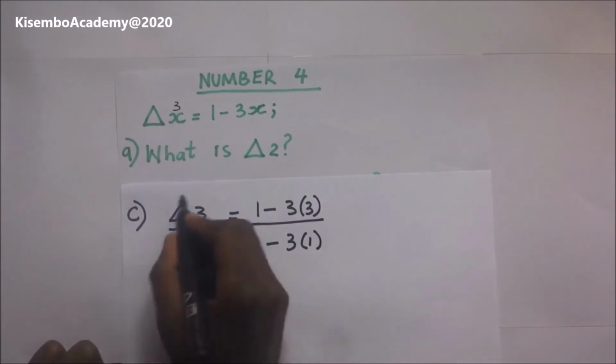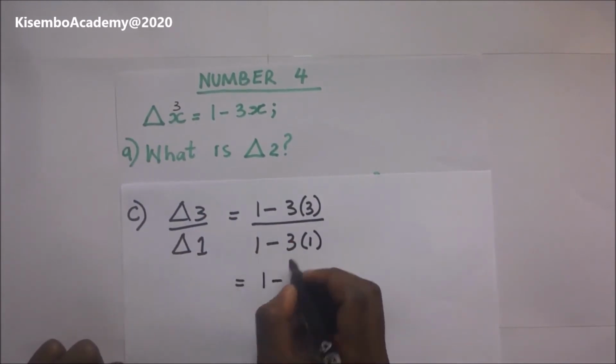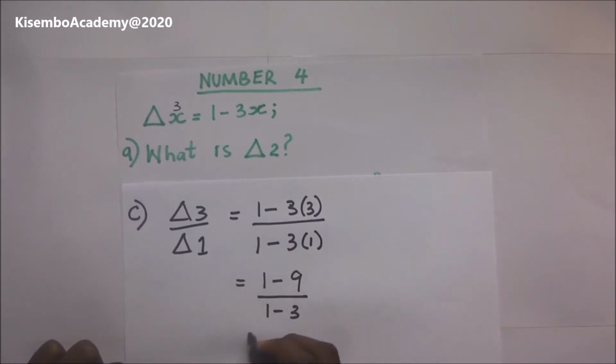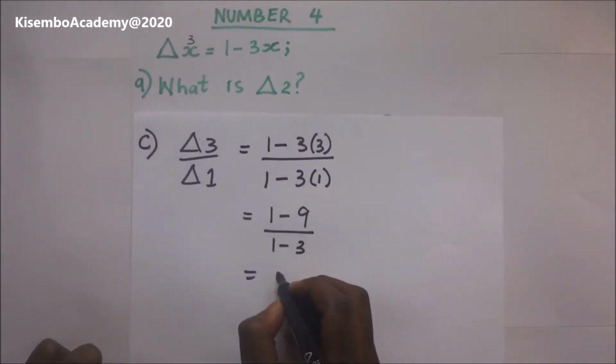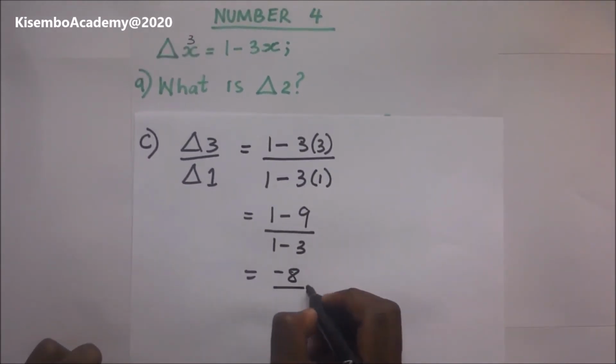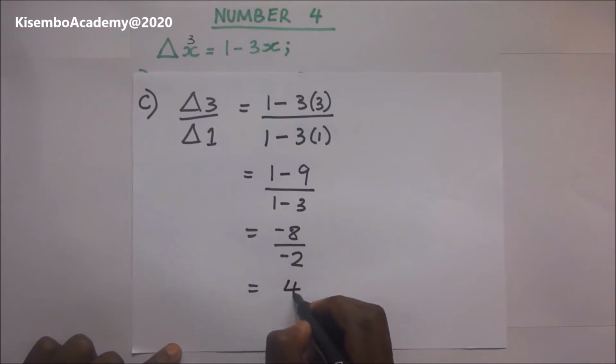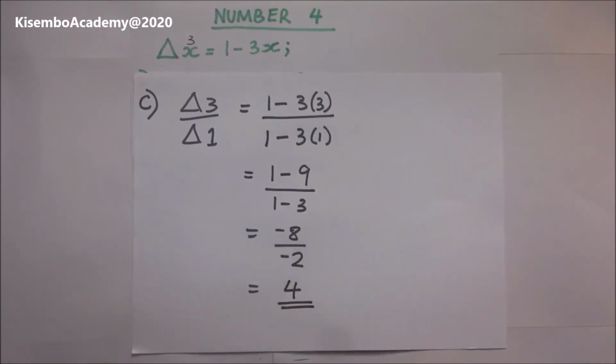So go ahead and find the expression here. This is going to become 1 minus 3 times 3 is 9. Divide that by 1 minus 3. And this is going to become negative 8. Divide that by negative 2. And definitely our answer here is positive 4.